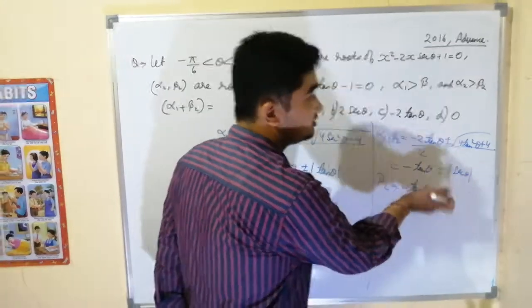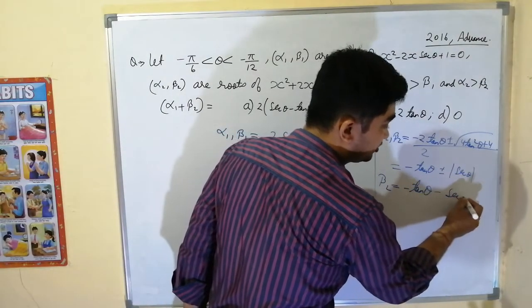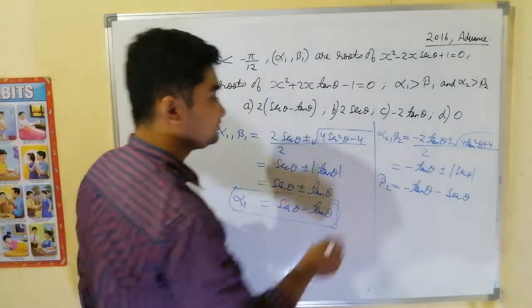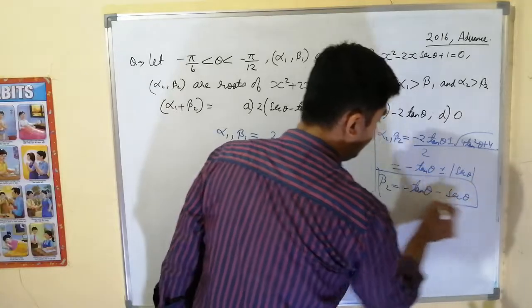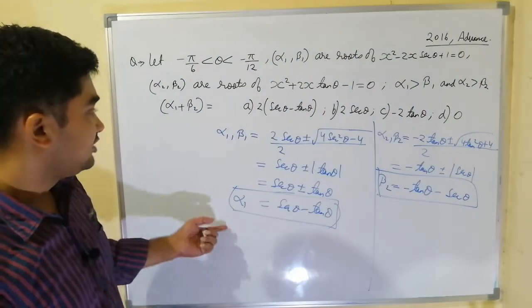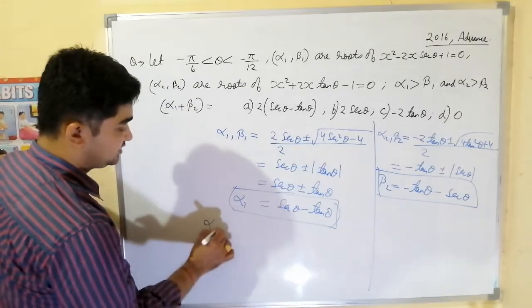So we have to get the smaller root, the smaller one. So we have to subtract this because it is positive. To get the smaller value, we have to subtract this. So beta 2 becomes minus tan theta minus secant theta. Now simply we have to find what is alpha 1 plus beta 2. We can simply add them.